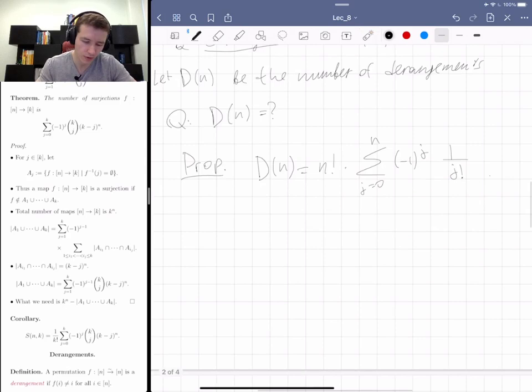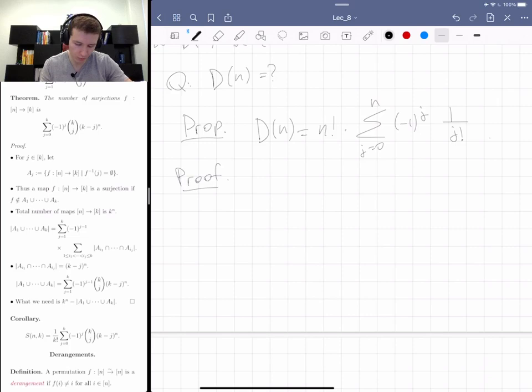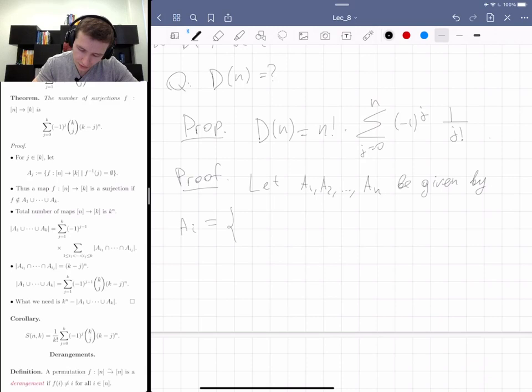So how do you prove such a theorem? Well, you use the inclusion-exclusion principle. But what are going to be these sets? So let A1, A2, all the way up to An be given by, can somebody guess, functions for which f of i is equal to i. Okay, that's good, thank you. Ai is the set of permutations, so let me use this sign here for permutations, such that f of i is equal to i. Each of these counts non-derangements.